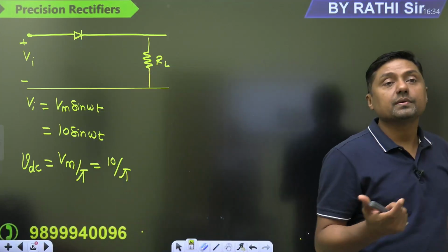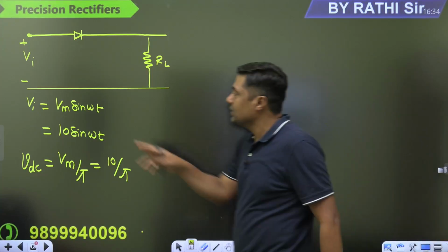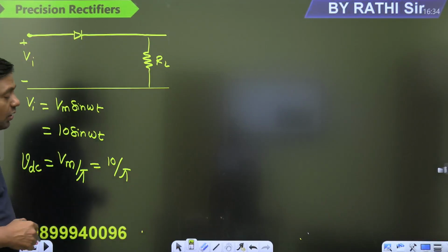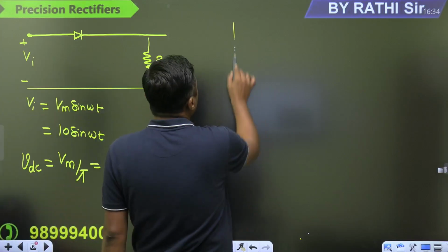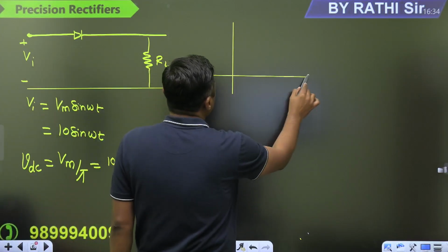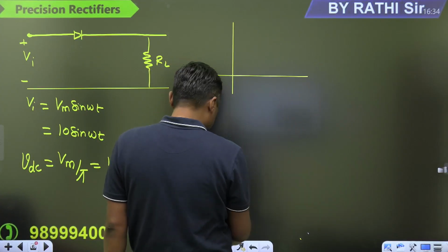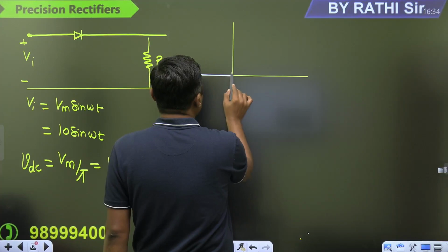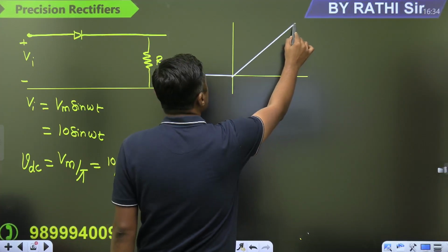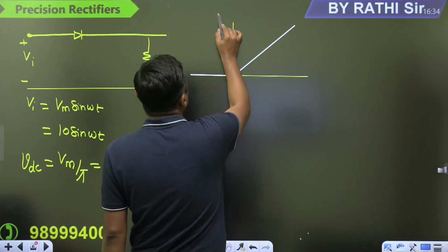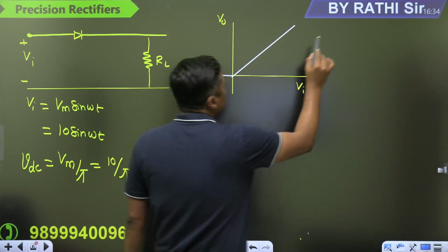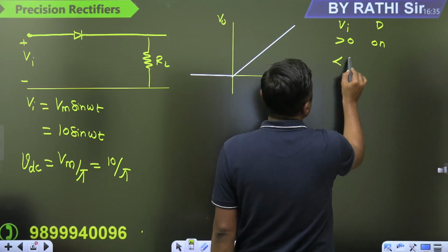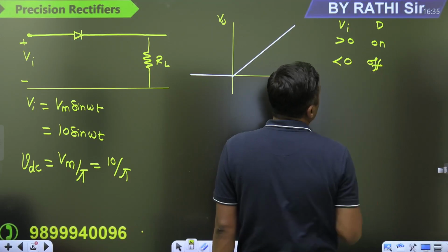But what is the unit here? I have not mentioned the unit of the input signal, and I am assuming the ideal diode. For the ideal diode, the characteristics will start from this point. For the half-wave rectifier, I have already discussed the characteristics. Up to this point it is 0 and after that this is the case. This is V0 versus Vi. When Vi is greater than 0, the diode is on. When Vi is less than 0, the diode is off.